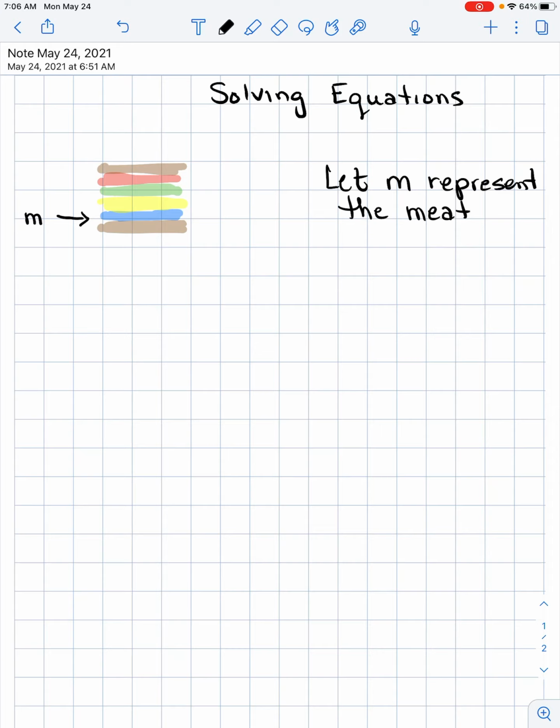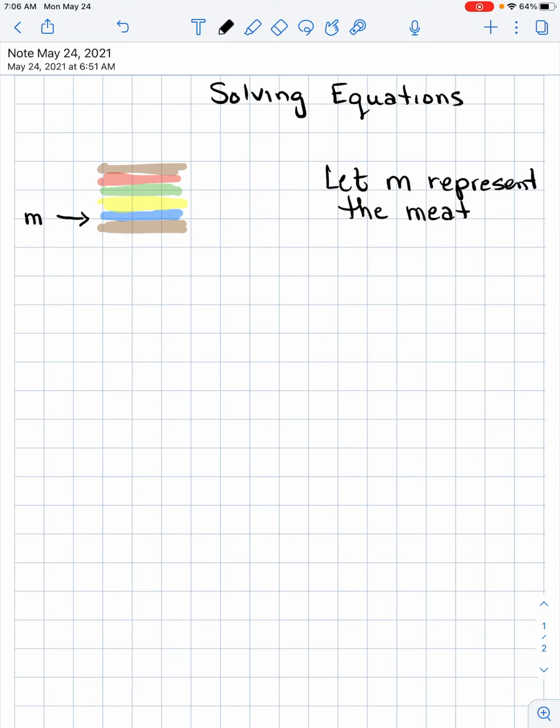In my analogy here, I'm going to let M represent the meat. And the meat in this analogy is going to be our variable. And guess what? It's mystery meat. Not because it's poor quality, but because we don't know what it is. And our job is to find what the meat is, or in our analogy, the value of M. And we see that a bunch of things have been done to it, okay?